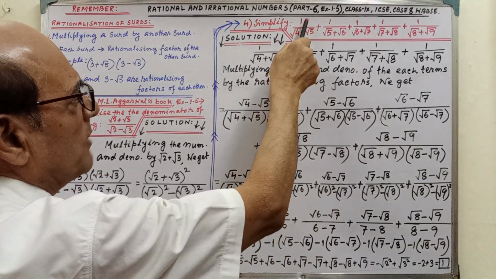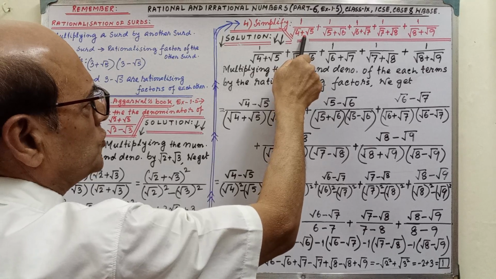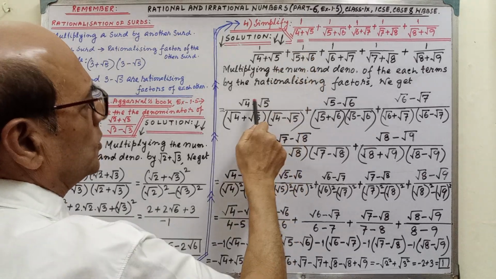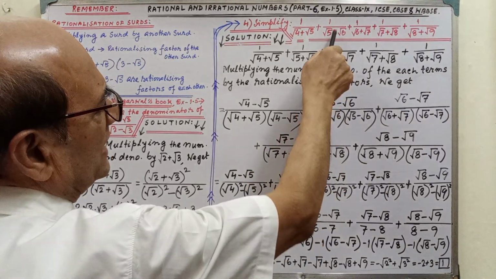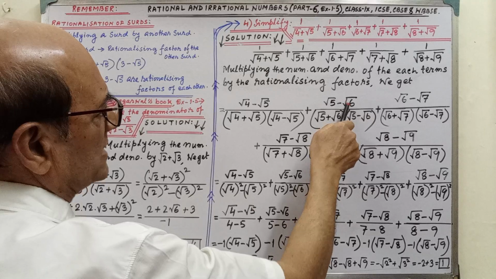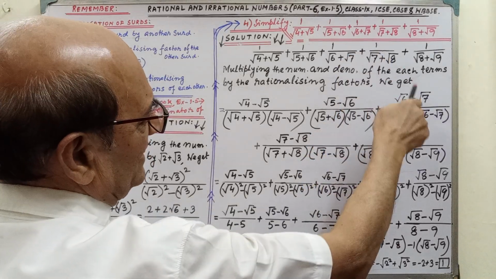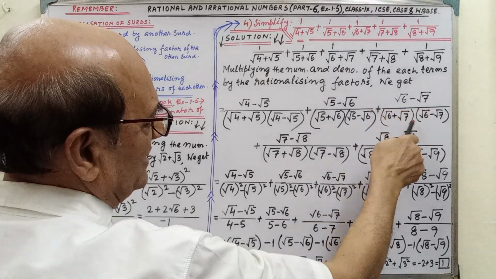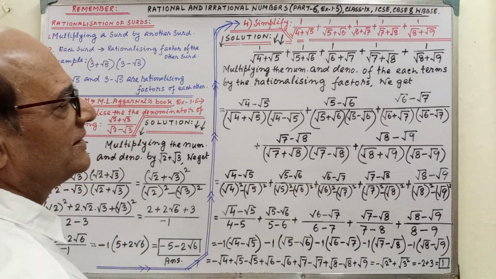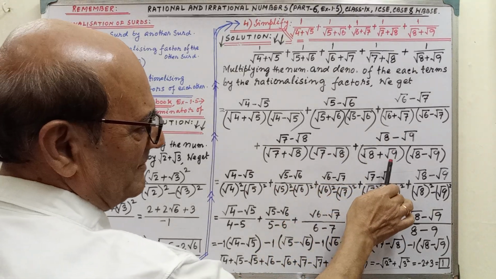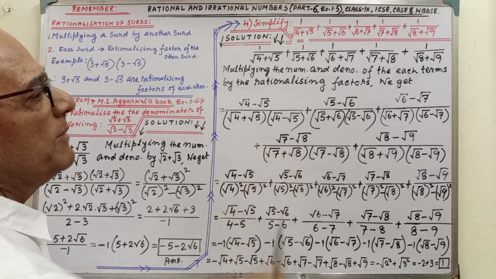So we have to multiply numerator and denominator by the opposite sign, that is root 4 minus root 5. Similarly, here we have to multiply by root 5 minus root 6, here also root 5 minus root 6. Same way, root 6 minus root 7. These terms we have done by the same method. Now we have a plus b into a minus b.